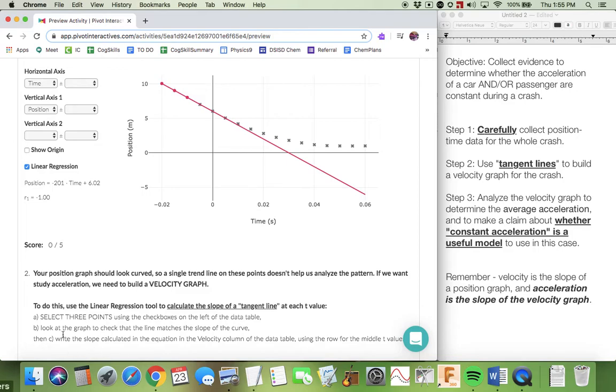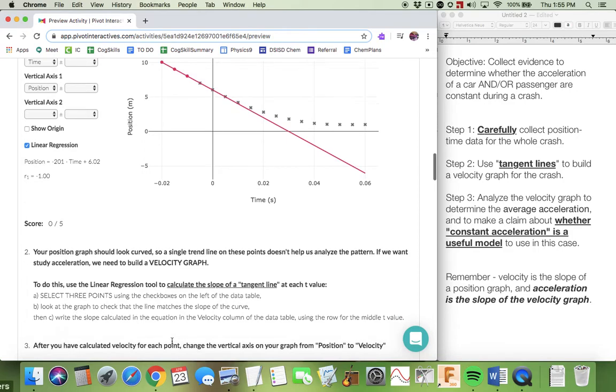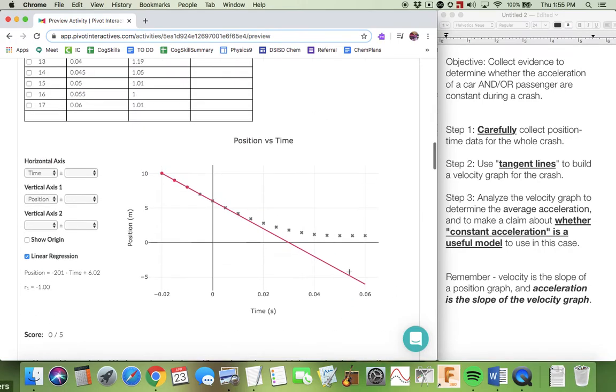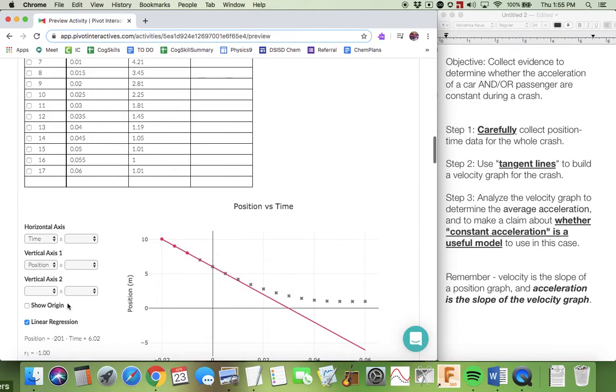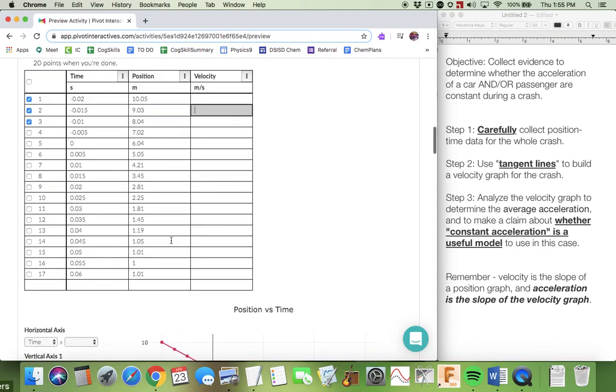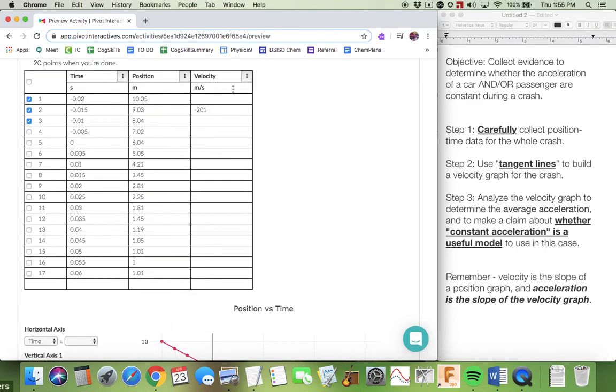I did that, then write the slope calculated in the equation in the velocity column of the data table using the row for the middle t value. So this is the middle t value. This slope is showing me the slope at that point. So I'm going to take my middle t value and write negative 201 as my velocity here.